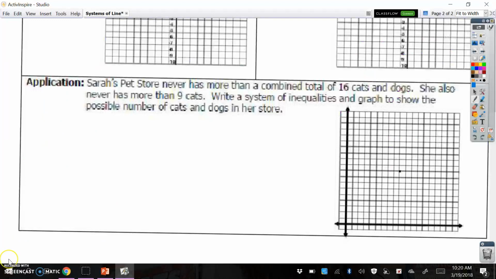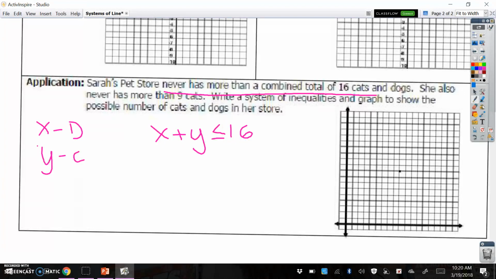All right, the word problem. Sarah's pet store never has more than a combination of 16 cats and dogs. Okay, so X will be dogs, Y will be cats. So all the cats and dogs is never more than 16, because 16 is the biggest number, right? And then she also has never had more than 9 cats. Cats being Y and 9. There's never been more than 9. There can be less, but never more.